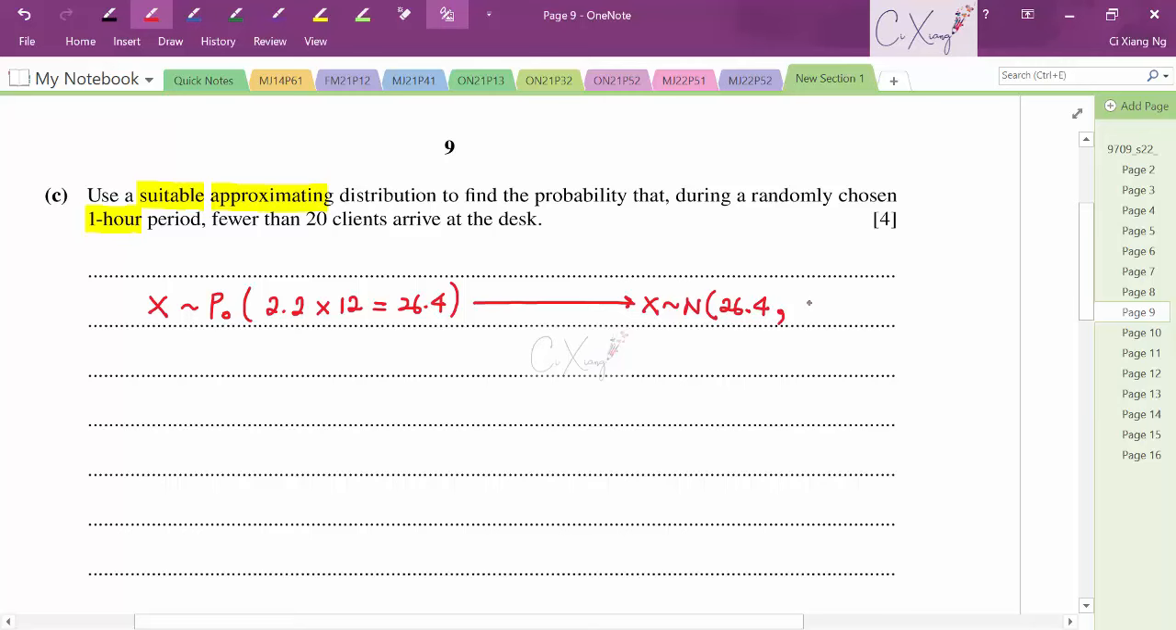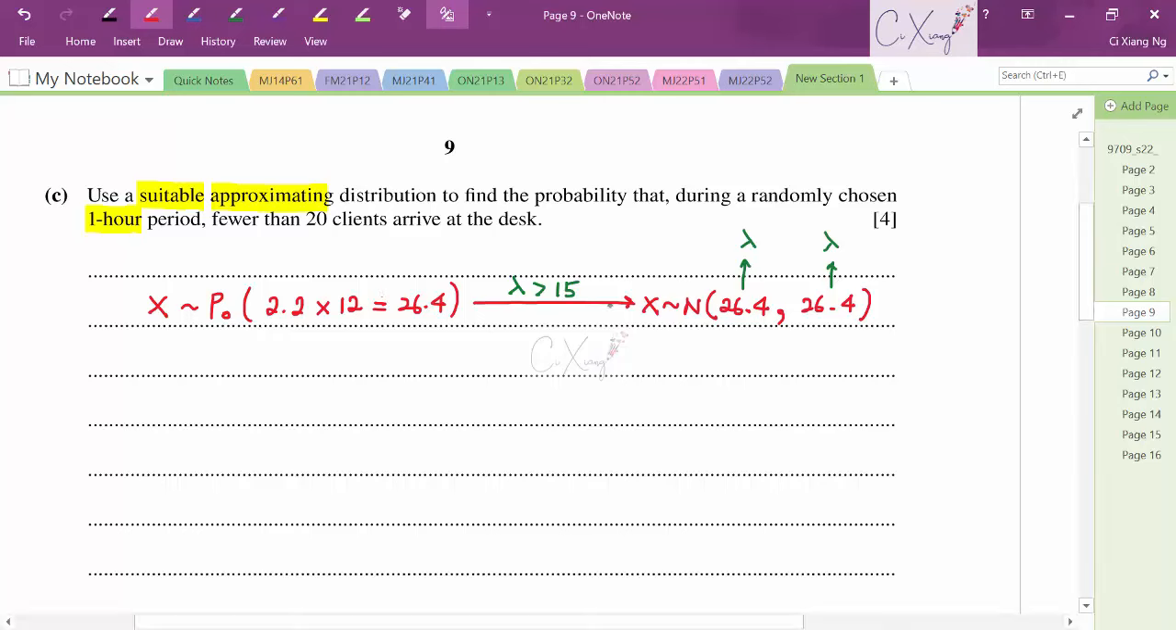To get the normal distribution mean, it is actually the lambda from the Poisson. To get the variance for the normal distribution, it will also be the lambda from the Poisson, because Poisson has a special characteristic where the mean and variance have the same value. So just for your information, this is the lambda from Poisson, this is also the lambda from Poisson, and we change it to normal because lambda is more than 15.